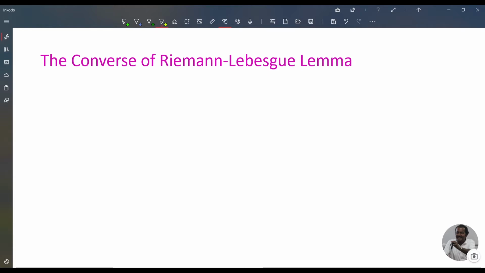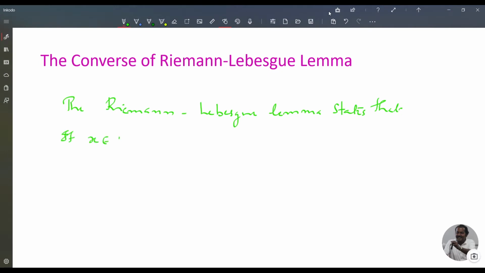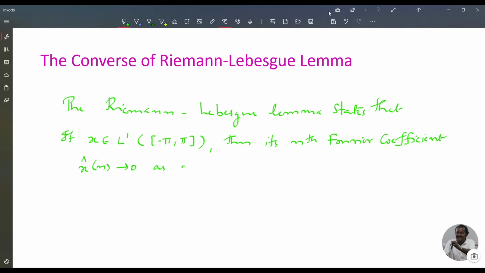You know, the Riemann-Lebesgue lemma states that if x belongs to L1 of minus pi to pi, then its nth Fourier coefficient, x cap of n, tends to 0 as n tends to plus or minus infinity. The converse of this lemma is not true. That we can see from the following theorem.